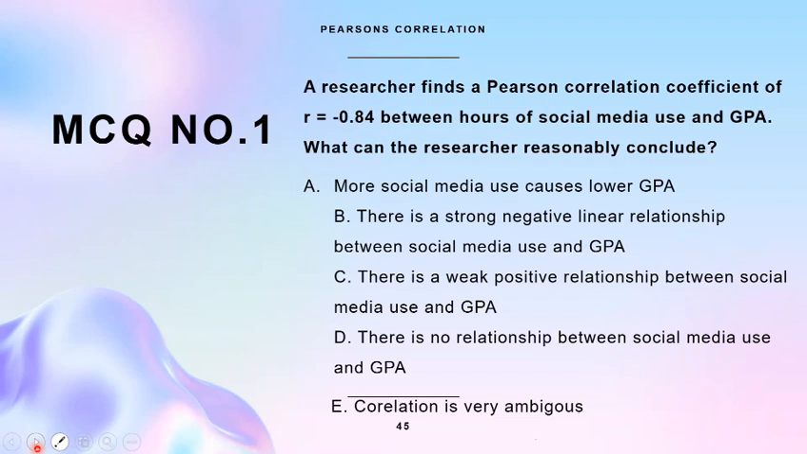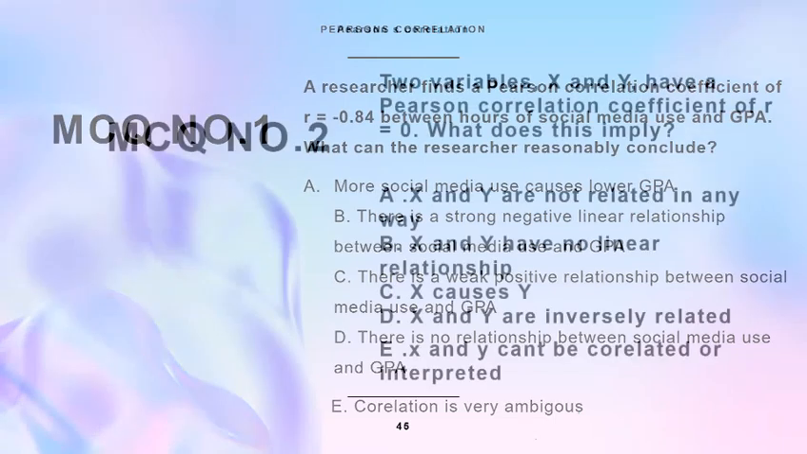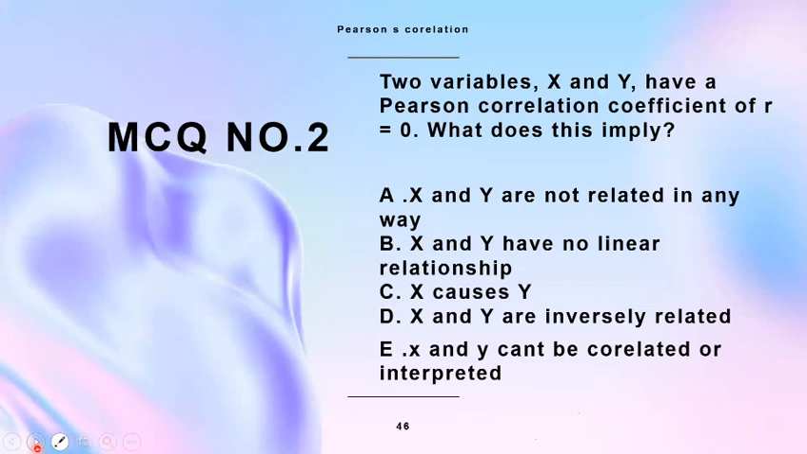Yeah, it's B. There is a negative, strong linear relationship between social media use and GPA, R is minus point. MCQ number 2: two variables X and Y have a Pearson's correlation coefficient of R equal to 0.